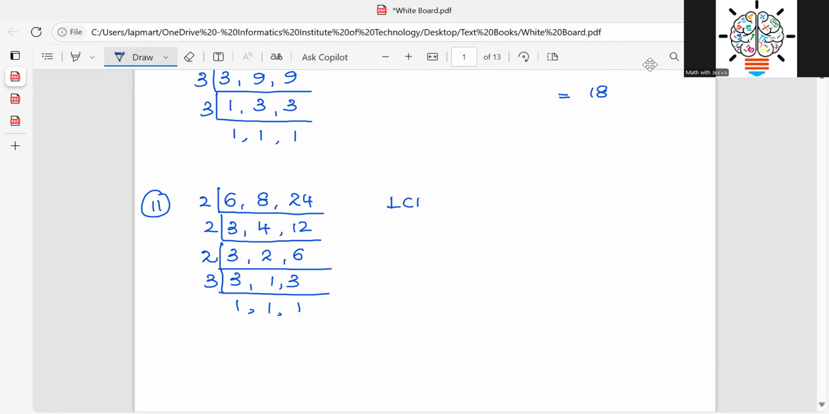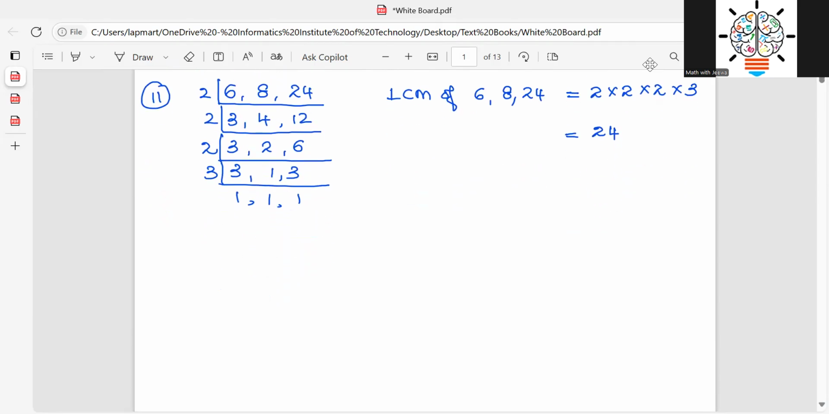So then I can write LCM of 6, 8, 24. It is 2 times 2 times 2 times 3. 2 times 2 is 4. 4 times 2 is 8. 8 times 3 is 24. Right? Then I'll move to question number 12. Question number 12, we have 8, 12, 36.